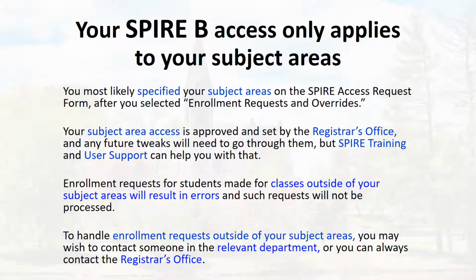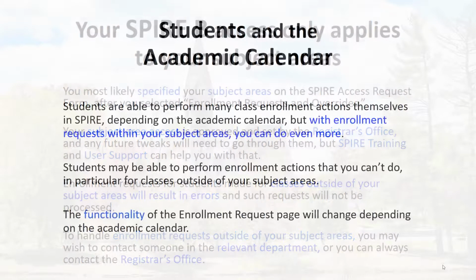Enrollment requests for students made for classes that happen to be outside of your subject areas will result in errors, and such requests will not be processed. To handle enrollment requests outside of your subject areas, you may wish to contact someone in the relevant department or possibly the registrar's office, and in many cases the students will be able to perform those enrollments by themselves.